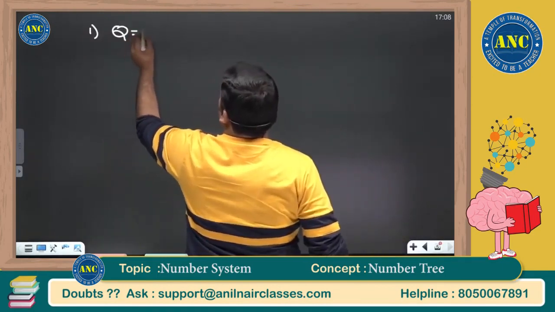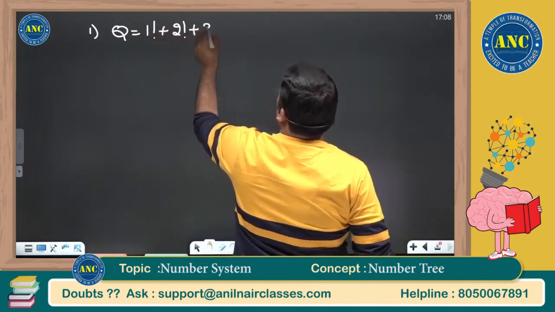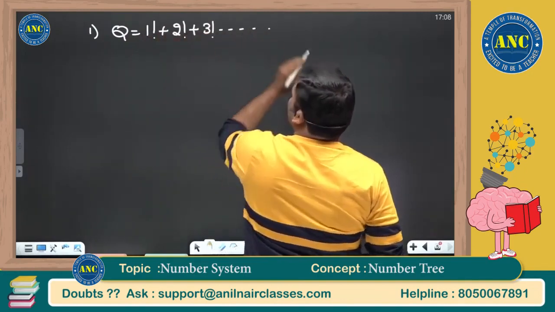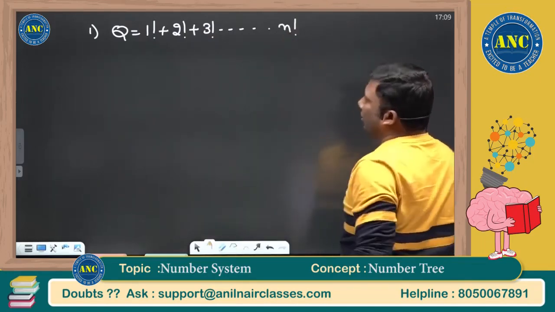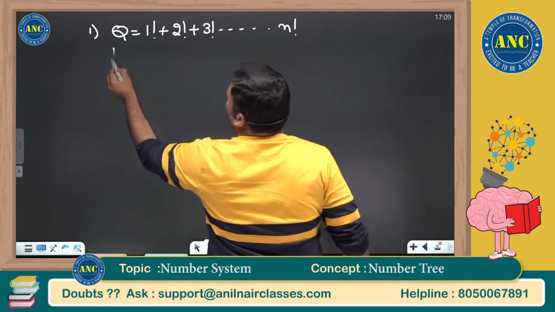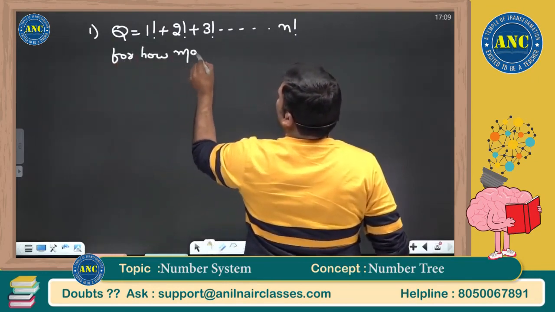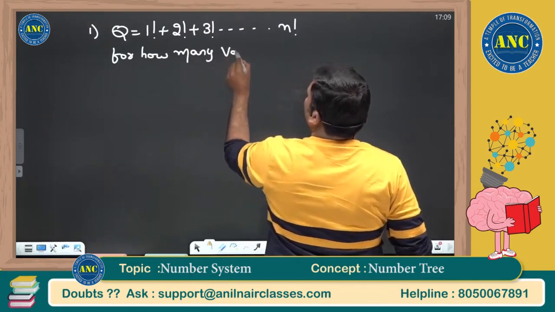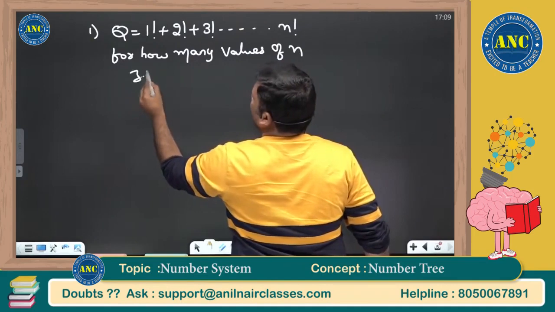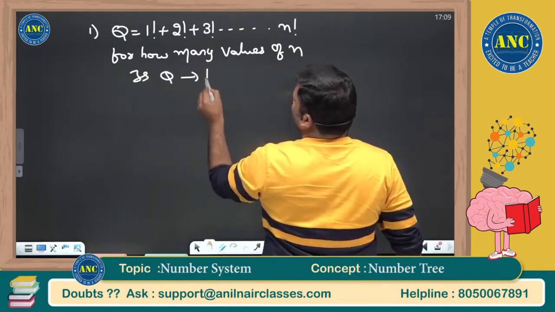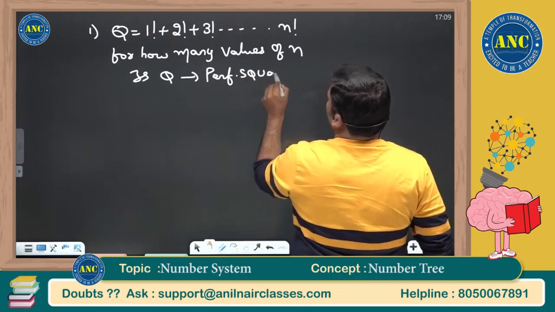Q is equivalent to, this is a CAT replica question. It is a 5-10 minute easy question; slowly I will increase the level of difficulty. Q equals 1 factorial plus 2 factorial, and so on up to n factorial. For how many values of n is Q a perfect square?